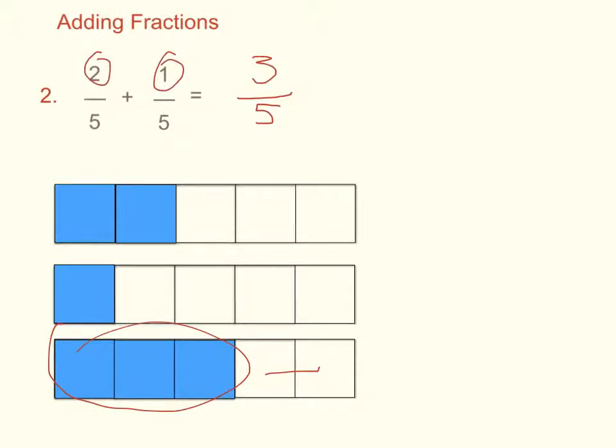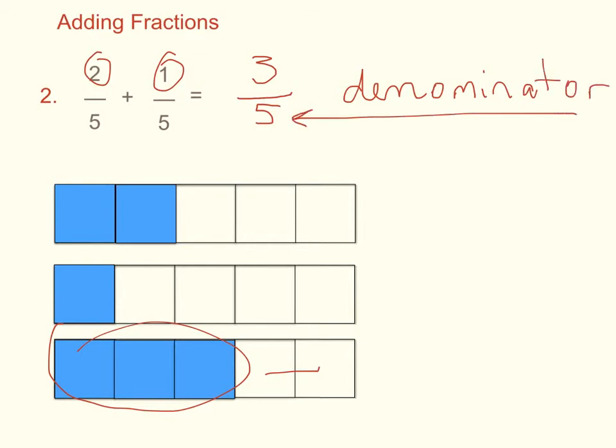So adding fractions is very, very simple when we've got the same number on the bottom of each fraction. And the bottom of the fraction is called the denominator. So the denominator is the number at the bottom of a fraction.